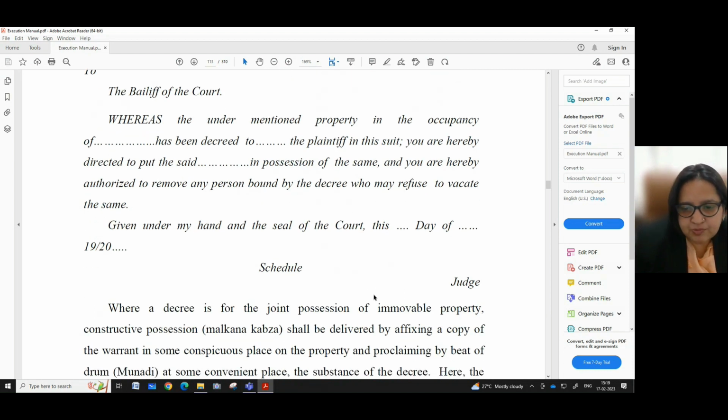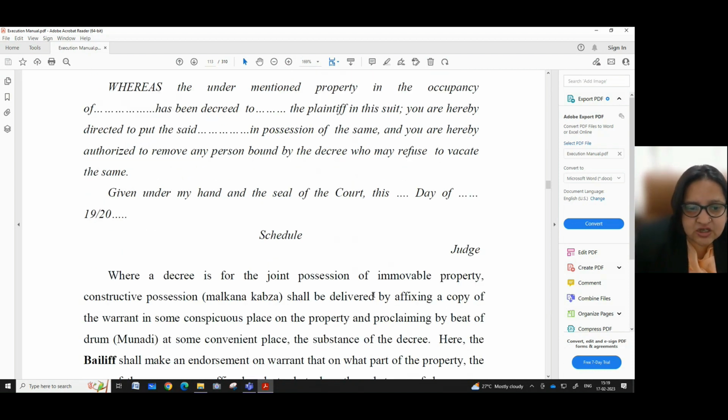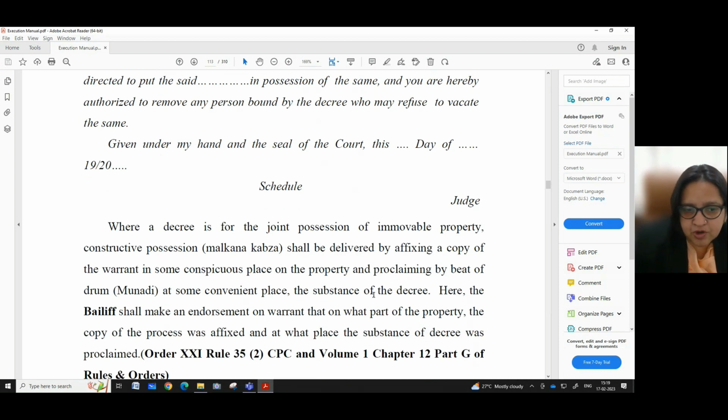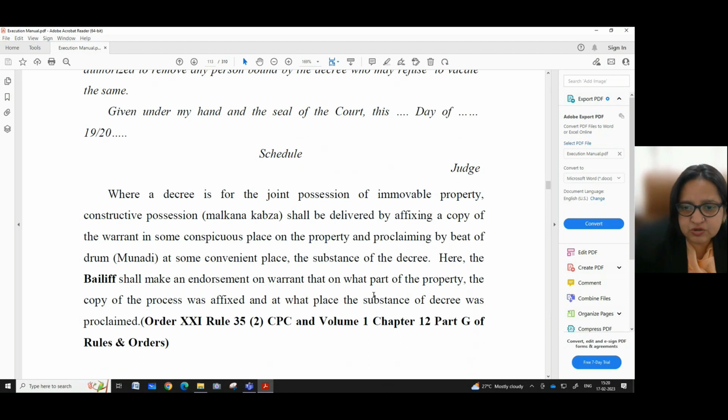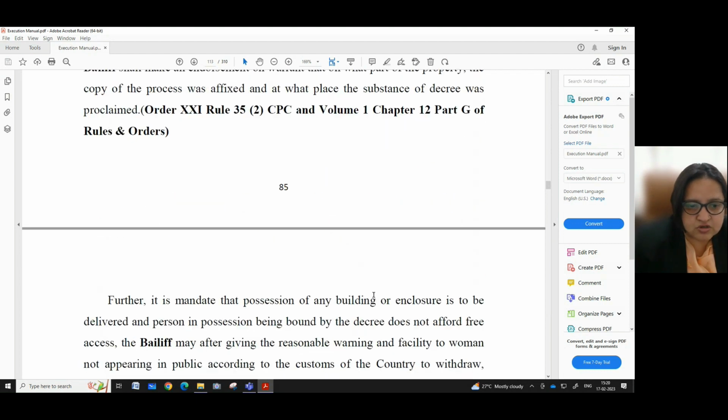Where a decree is for the joint possession of immovable property, constructive possession, Malkana Kabza, shall be delivered by affixing a copy of the warrant in some conspicuous place on the property and proclaiming by beat of drum, munadi, at some convenient place the substance of the decree. Here, the bailiff shall make an endorsement on the warrant stating on what part of the property the copy of the process was affixed and at what place the substance of the decree was proclaimed. Order 21, Rule 35, Subrule 2, CPC and Volume 1, Chapter 12, Part G of Rules and Orders.